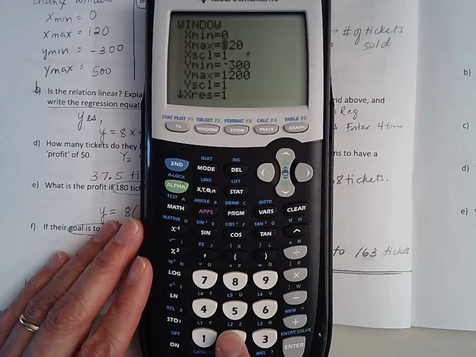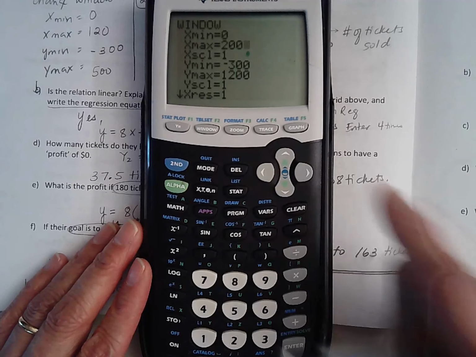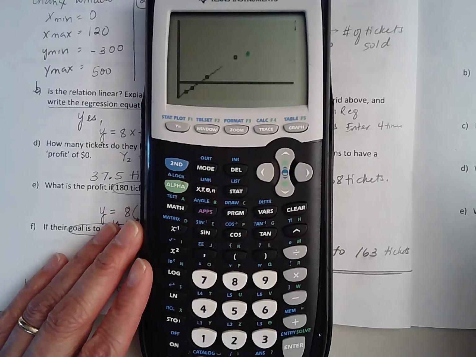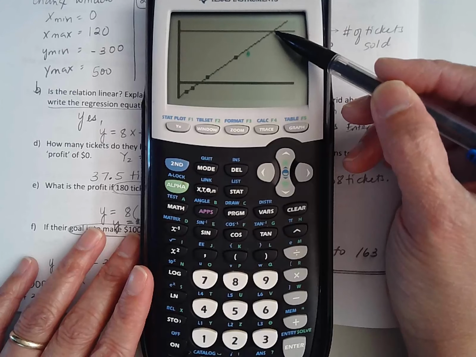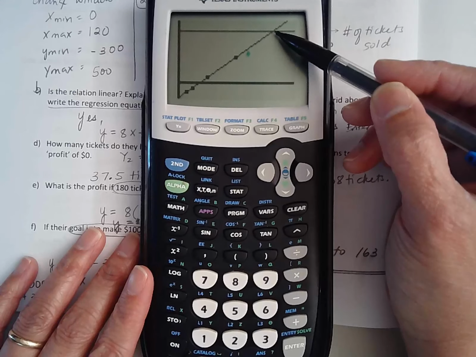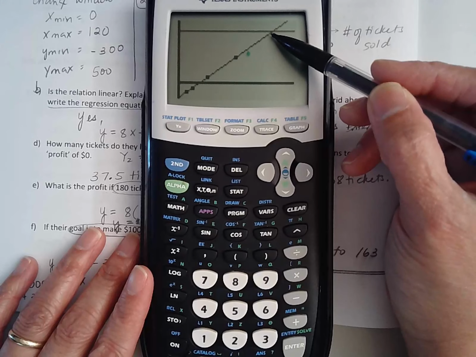We can change it to 200. Let's see if that's enough. Should be. There you go. So we see the point of intersection right there. Okay. Now we see the point of intersection.